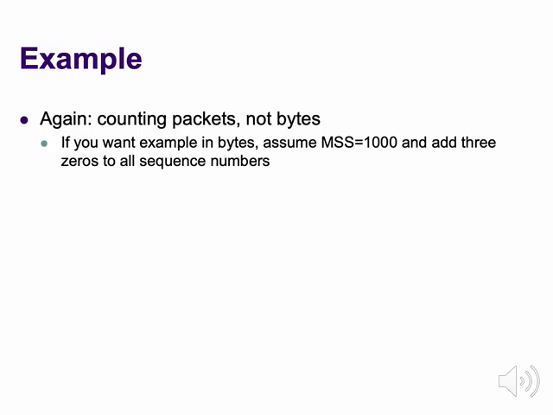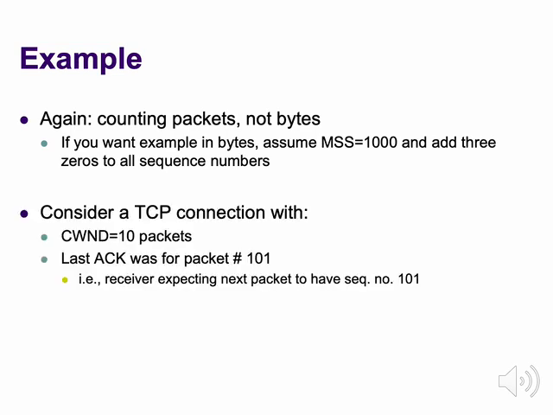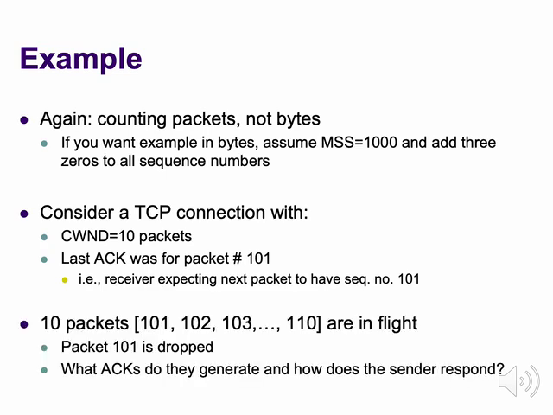In this example, again, we're counting packets, not bytes. You can always just multiply by the MSS to obtain the same example, but working in terms of bytes. We're going to consider a TCP connection in which the congestion window at the sender had achieved a size of 10 packets. And we're going to say that the last ACK that the sender received was for packet 101. So this is the next packet it's expecting, a packet that has a sequence number of 101. And so currently the sender has 10 packets in flight. That's packets 101 to 110.